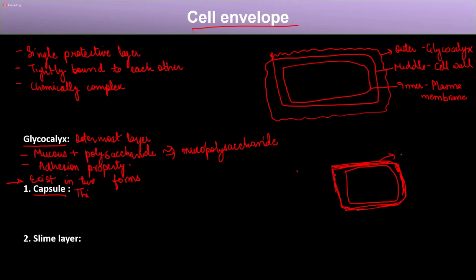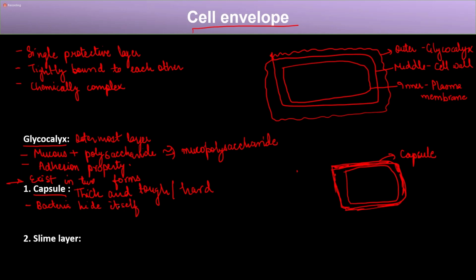So the glycocalyx, when it exists in the form of a capsule, how does it look? It looks thick and tough or hard. Now, what is its role? Since it is hard and thick, the bacteria hide inside it.